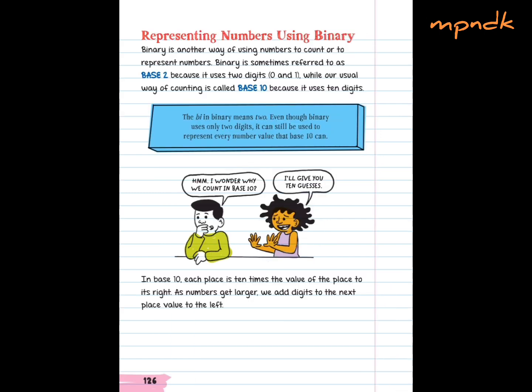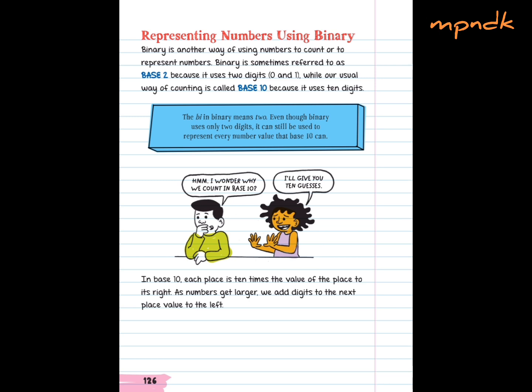Representing numbers using binary. Binary is another way of using numbers to count or to represent numbers. Binary is sometimes referred to as base 2 because it uses 2 digits, 0 and 1, while our usual way of counting is called base 10 because it uses 10 digits. The bi in binary means 2.